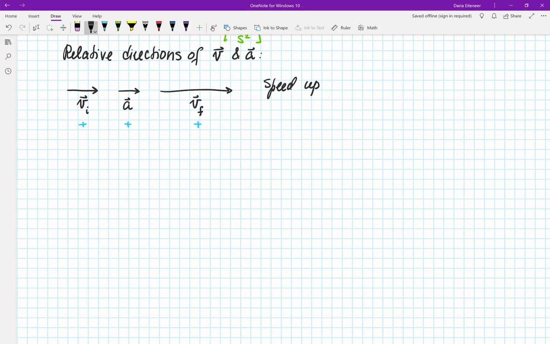Let's do one more. I'll start with the same velocity here, but this time acceleration is going to be in the opposite direction. Does anybody know what that is called? Yeah, in English you can call that deceleration. And the result of that is slowing down, right? Smaller final speed. Let's go through the signs. To the right is positive, to the left is negative, and the result is still positive here, smaller, but still positive.